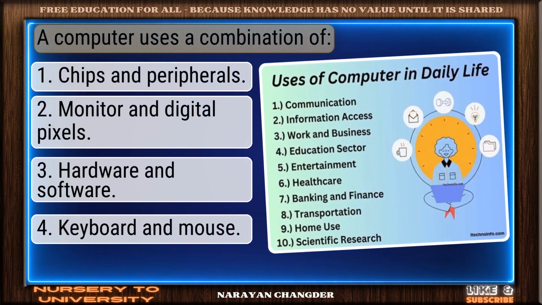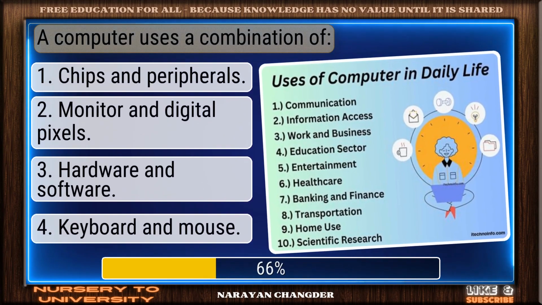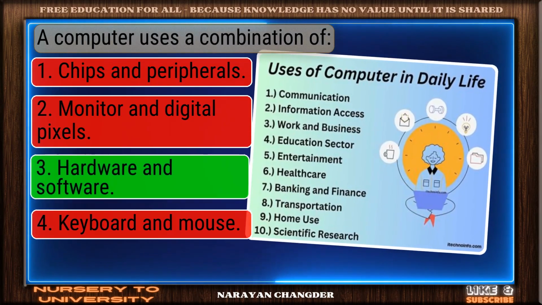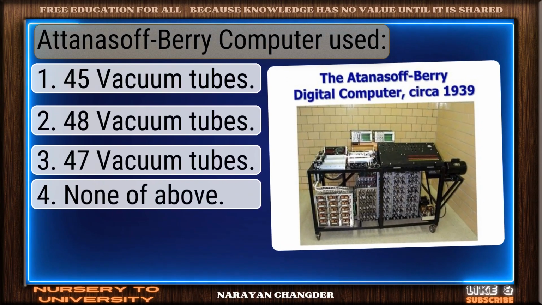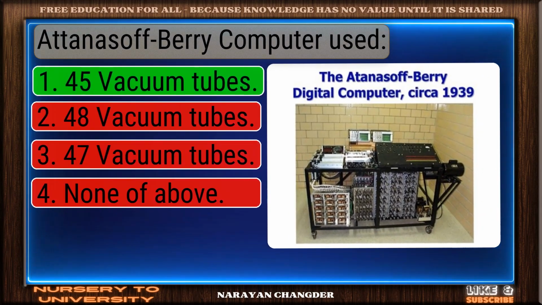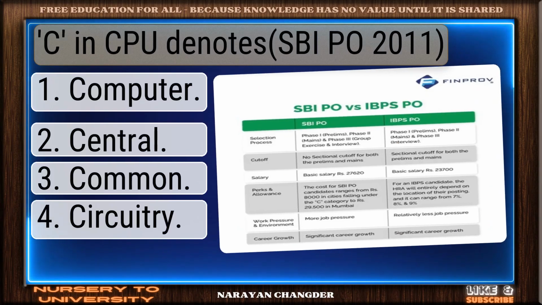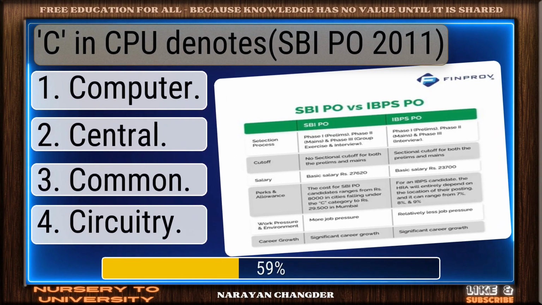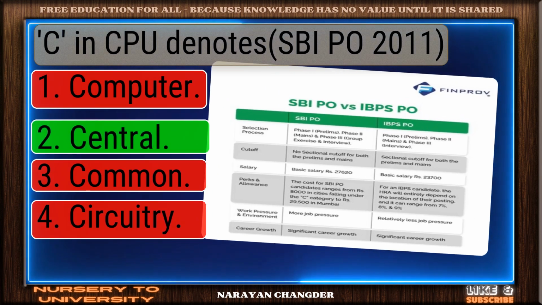Question number 61. A computer uses a combination of. Nicely done. Hardware and software is a solid answer. Question number 62. The Atanasoff-Berry computer used. Excellent. 45 vacuum tubes is a brilliant choice. Question number 63. C in CPU denotes. Great job. Central is the accurate answer.